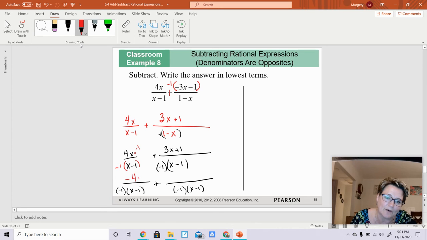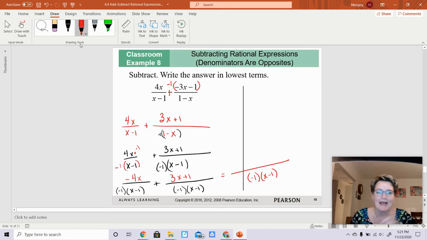So I get a negative 4x. I'm not missing anything here. I'm just going to get 3x plus 1 equals. Now my denominator is this. I'm going to add my numerators across. I get negative x plus 1.